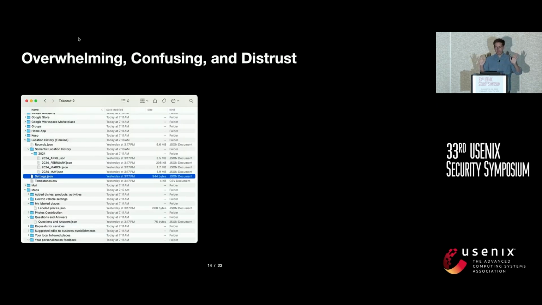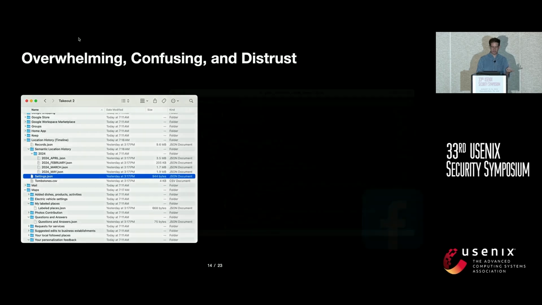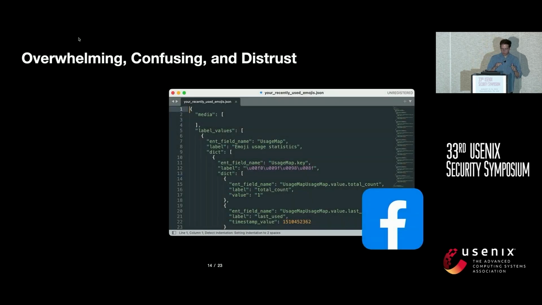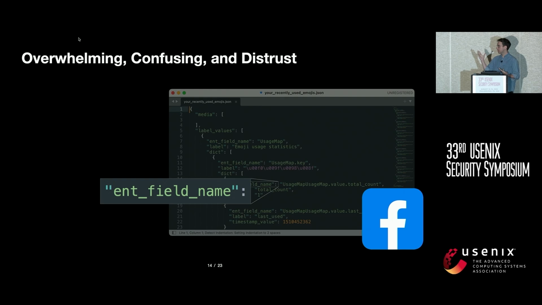So dozens of the annotations we found revealed to us that users were pretty confused and overwhelmed by the data. For many, this overwhelm came from just the sheer number of files and folders that were in their export. Even so, when a participant was able to find a file they were looking at, they still sometimes got stuck. So take this JSON file, for example, which has a series of keys and values, kind of like a dictionary. When records had keys that didn't have an obvious meaning, so something like ent field name over here, they wouldn't be able to interpret what they were looking at.